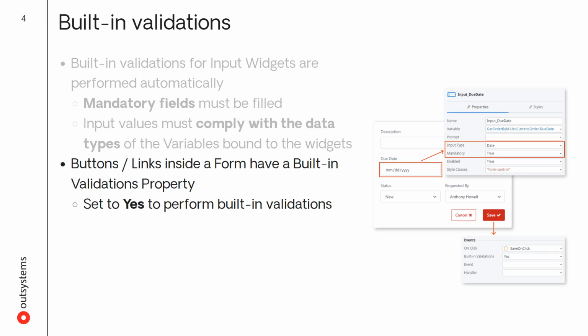When we have a form with multiple input fields, alongside a button or link that we can click to submit our data to the database, it is quite easy to set the built-in validations. The button or link has a property, called built-in validations, that we can set to yes or no, like we can see in the example. By setting the property to yes, OutSystems will perform the built-in validations.